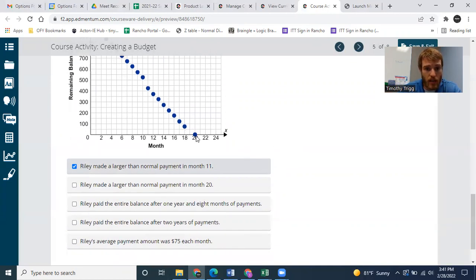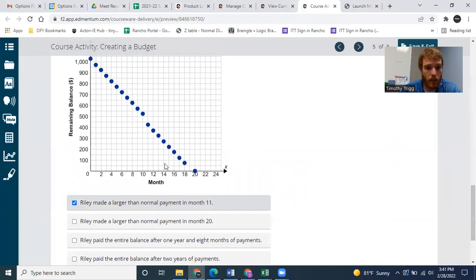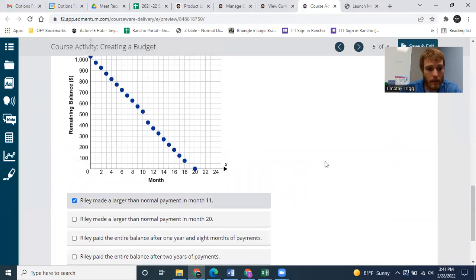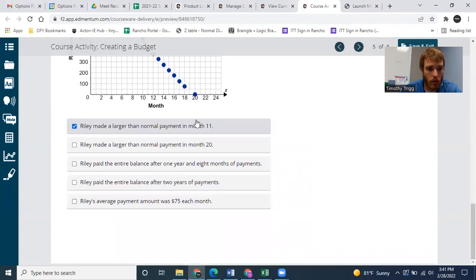Then at the end, you can see when she pays off the loan completely: after 20 months. Again, the bottom here is months. So after 20 months, she's done paying the entire loan. You can see Riley paid the entire balance after 1 year, 8 months. That's the same as 20 months. Okay, and there you go.